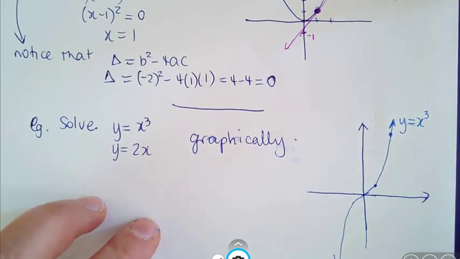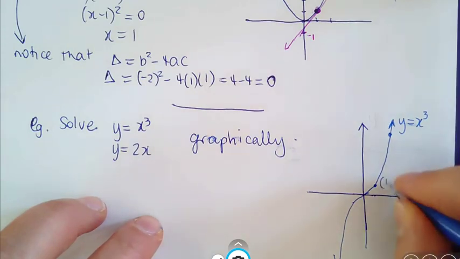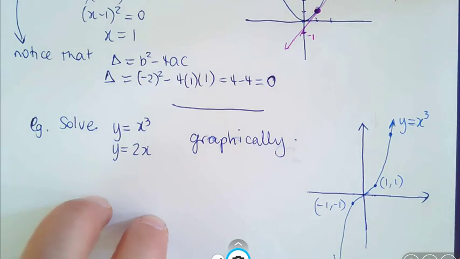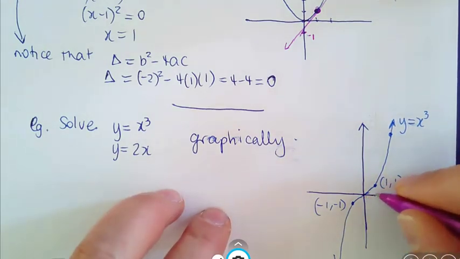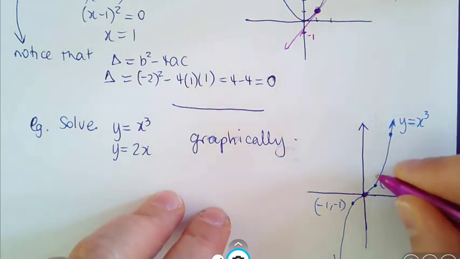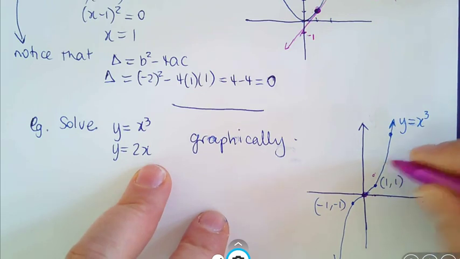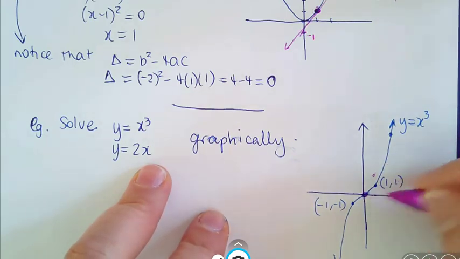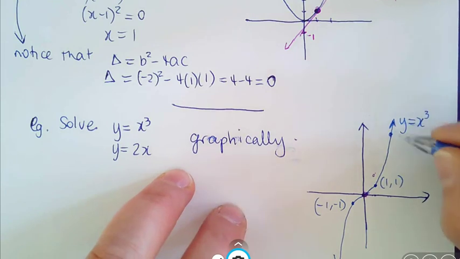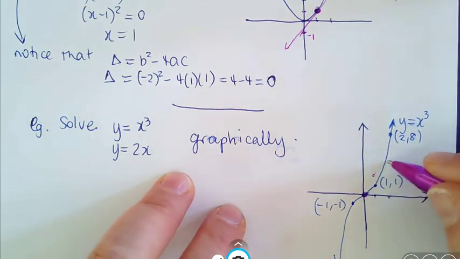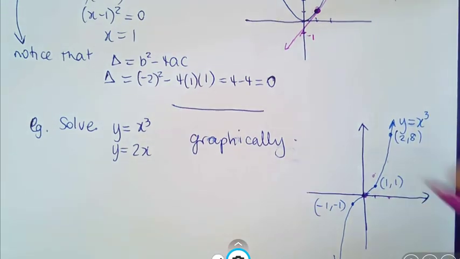I think this is going to be another horrible one. 1, 1. This is definitely negative 1, negative 1. For y equals 2x, when x is 0, y is 0. When x is 1, y is 2. When x is 2, y is 4. My graphs are so bad. Wasn't this one 2, 8? So 2, 4 is going to be down here. I know it's drawn very badly.